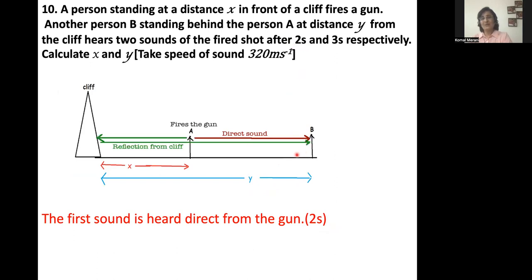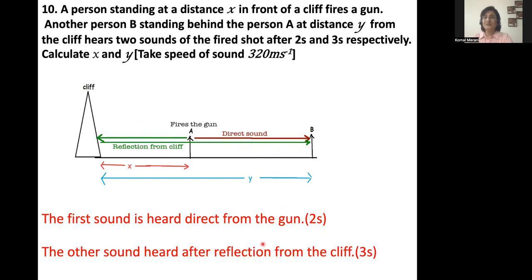The second sound, you can understand the sound goes all over. When the person A fires the gun, the sound goes all over. It hits the cliff, and then returns back from the cliff as a reflected sound and reaches the person B. Right? So the second sound is heard after reflection, which will definitely take a little longer time, and that will be 3 seconds. That's why respectively.